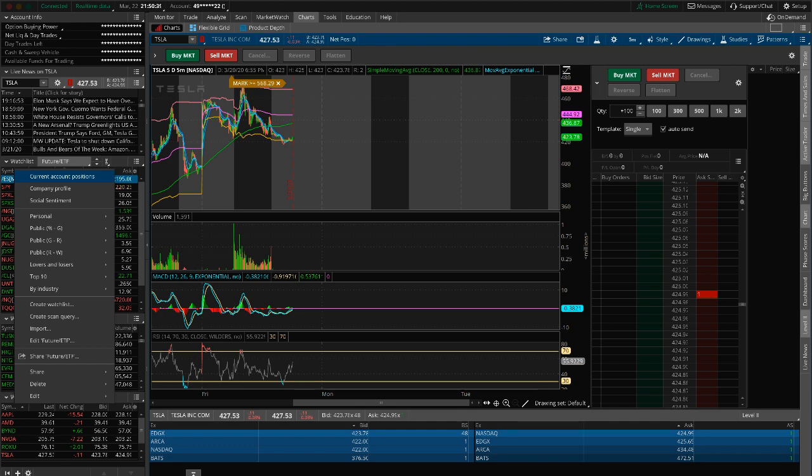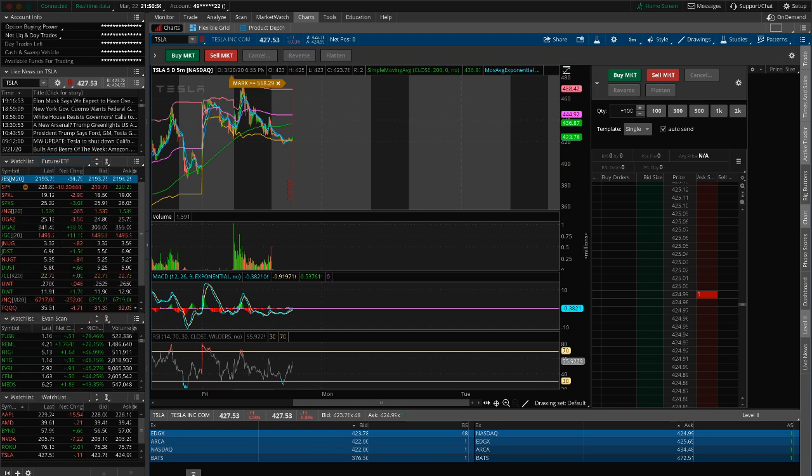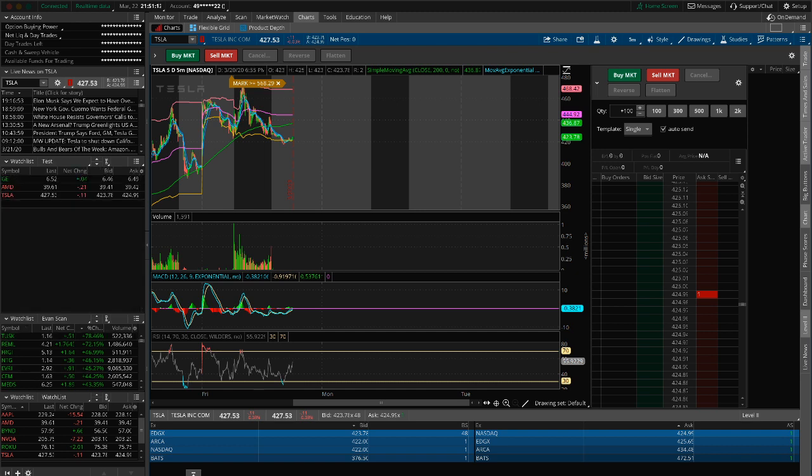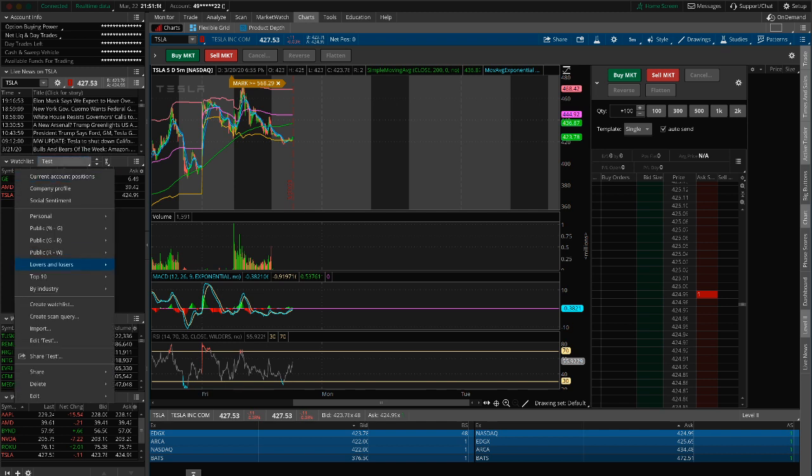Let me just show you how you can quickly make a watch list. Open a drop down and create a watch list right here. I can name it anything, like test. And I can add GE, Tesla, AMD, whatever, and so on and so forth. I can even move it up and down right here. And then this is my test watch list. I'm not really ever going to do anything with that, so I'm just going to delete it real quick.